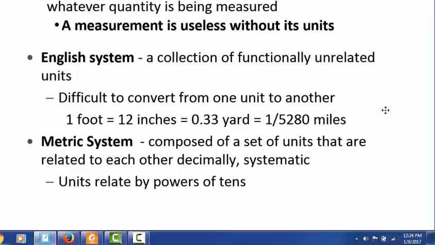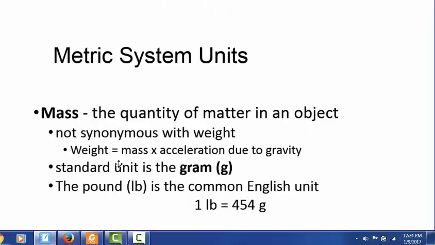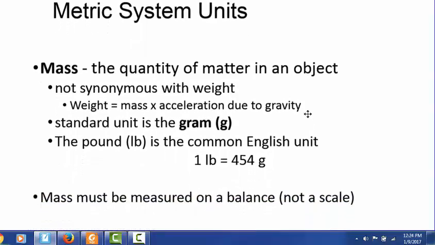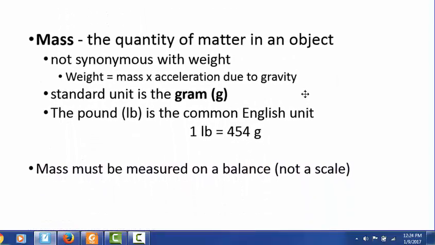Scientists and most of the rest of the world use the metric system. The metric system is a set of units that are related to each other decimally, where deci means 10, by a factor of 10. So the units can be related by a power of 10 to one another. So in the metric system, the unit for mass is a gram. That is the standard unit. Compared to the English system, which uses pounds, there are 454 grams in every 1 pound.